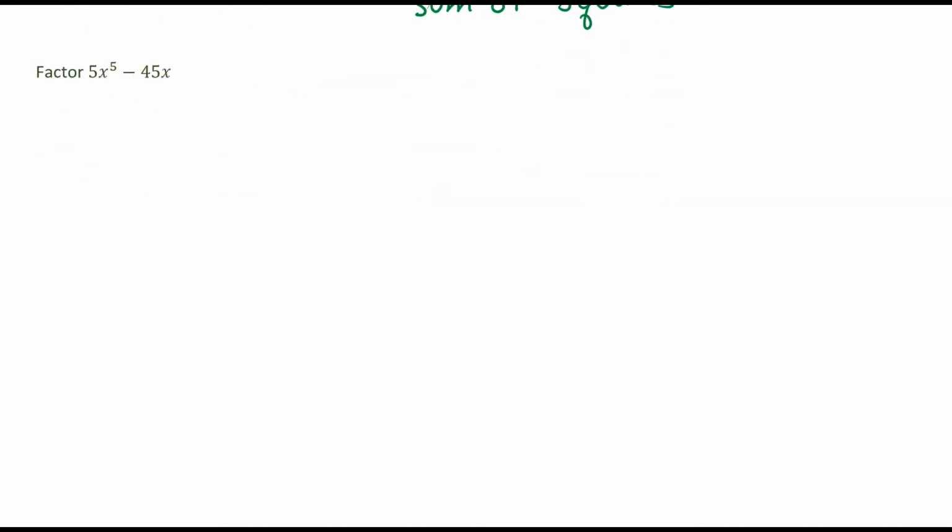All right, one more problem. Factor 5x to the 5th minus 45x. And I want to do this because what do we always look for first? Factor out a greatest common factor.